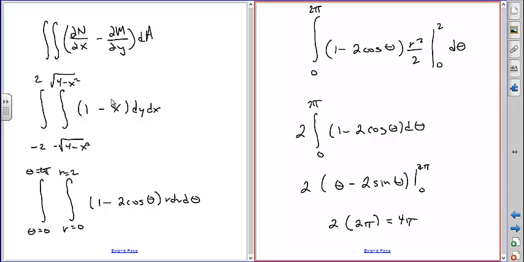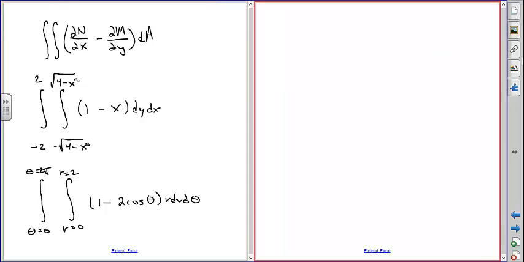Now, doing it in Cartesian coordinates wouldn't be too bad. You'd integrate with respect to y, so you'd get 1 minus x times y. Let's see if we can do the Cartesian coordinate solution here, just for the heck of it. So you'd integrate with respect to y. You'd have 1 minus x times y, evaluating between negative the square root of 4 minus x squared and plus the square root of 4 minus x squared dx.